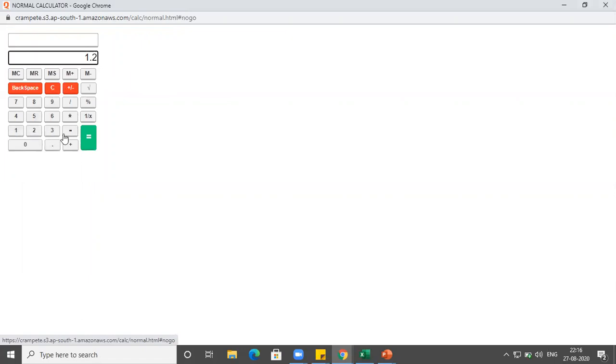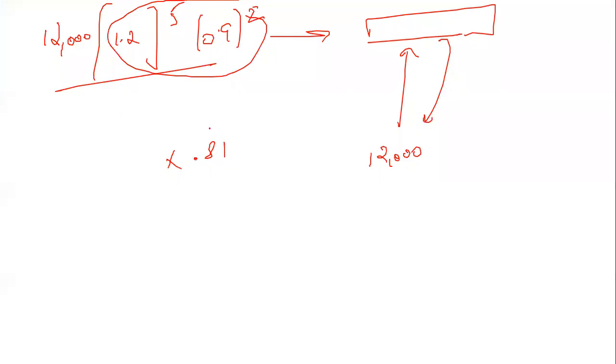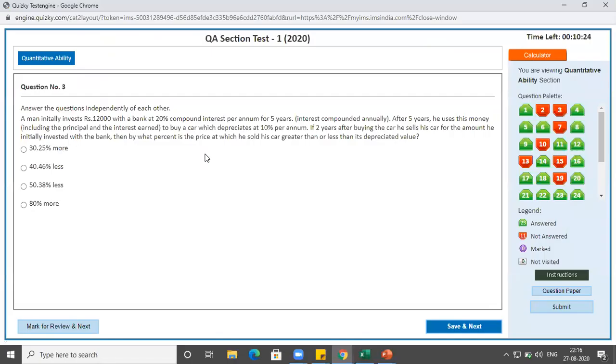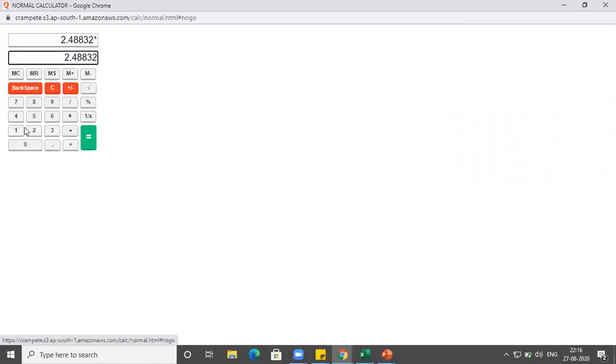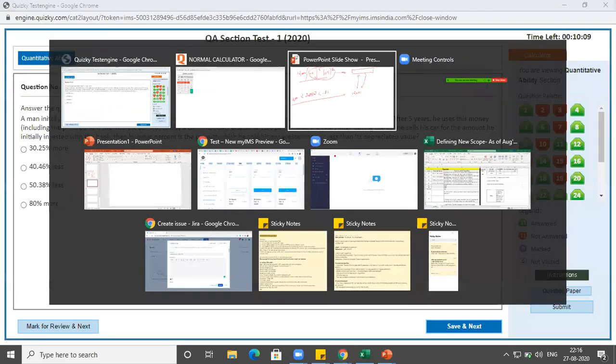1.2 into 1.2 into 1.2 into 1.2 into 1.2 gives me what? 2.48832. Okay, so this is actually 2.48832, and this is 12,000. मेहनत वाला सवाल है और कुछ भी नहीं है. So this is multiplied by 12,000, इसमें भी calculator use कर लेते हैं, multiplied by 0.81. Okay, so 24,186 रुपए की वैल्यू थी गाड़ी की.